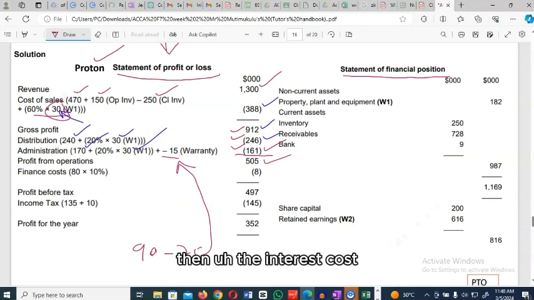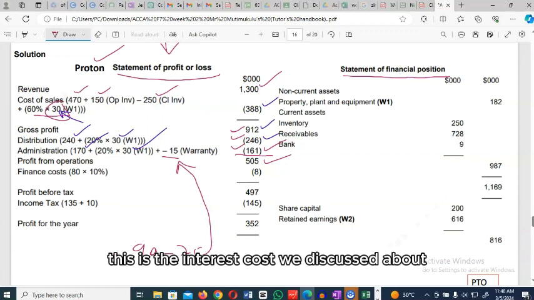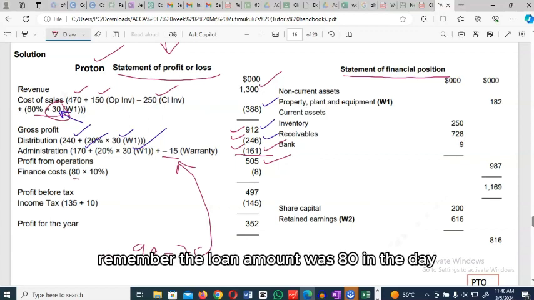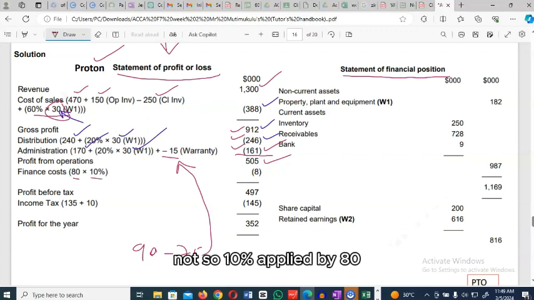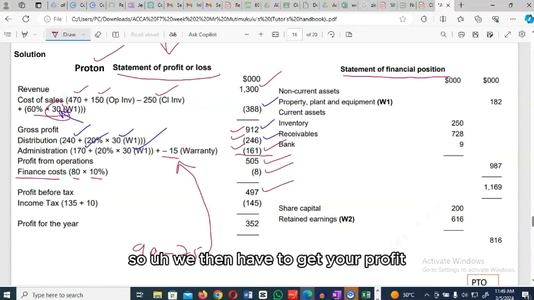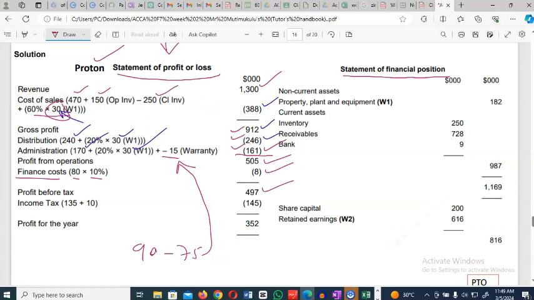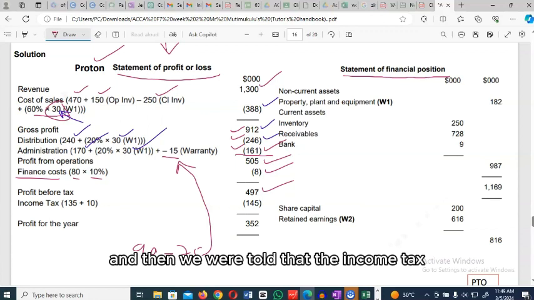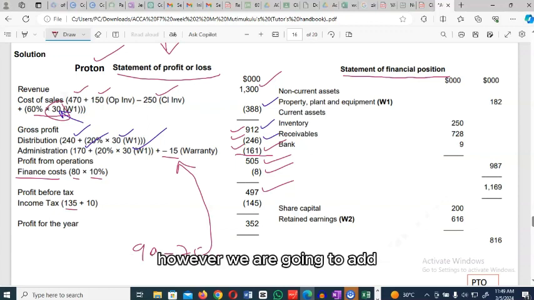Then the interest cost. This is the interest cost we discussed about. Remember, the loan amount was 80 and it was a 10% loan note. So 10% multiplied by 80, that's 8,000. Okay, that's the interest. Remember, the other term for interest is finance costs. All right. So we then have to get your profit before tax, and then we were told that the income tax was supposed to be 135. However, we are going to add a 10,000 there, and let us determine where the 10,000 has come from.